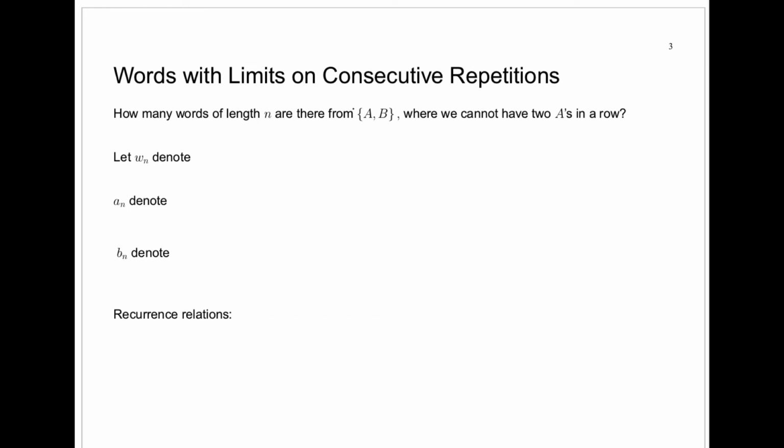If we had no conditions and wanted to count the number of n-letter words, of course the answer would be 2 to the n. But here, because we have this weird condition, we're going to choose some new notation. We'll call it W sub n, and we'll let that denote the number of words satisfying this condition of length n.